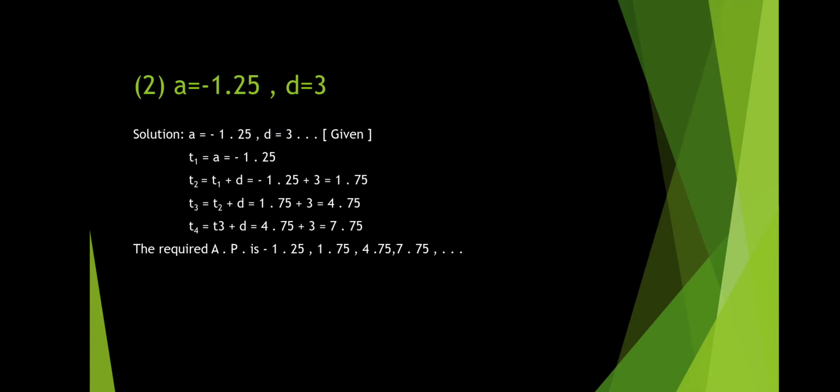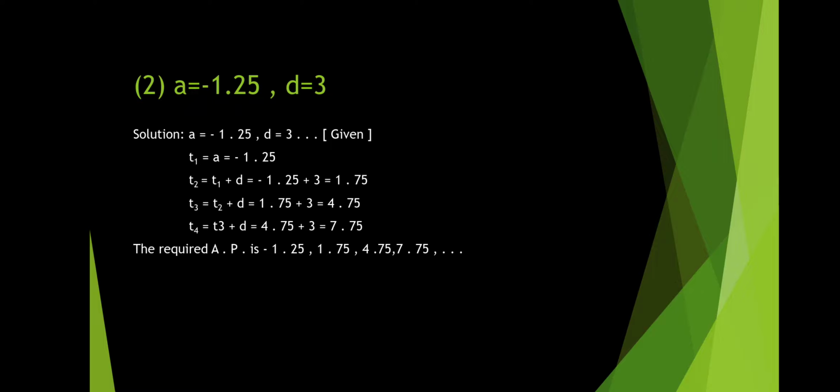Next question, A is equal to minus 1.25. That is term number 1 or first term I can say, and the common difference is 3. Again we'll write the same formula. T1 is equal to A is equal to minus 1.25. T2 is equal to T1 plus common difference, or we can say D. The value of T1 is minus 1.25 plus the common difference 3. If we calculate, the answer is 1.75.